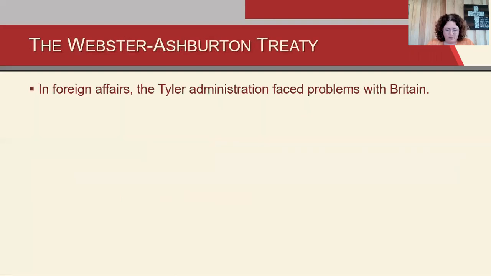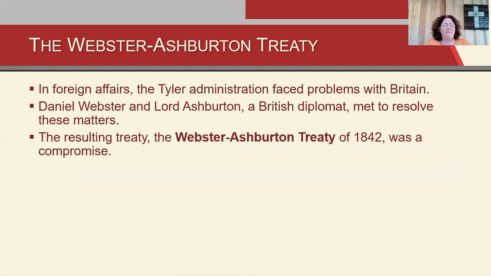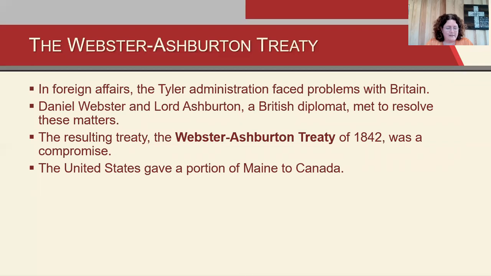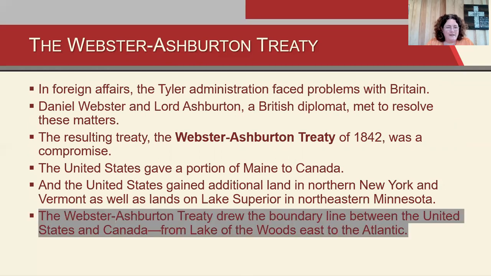So that border dispute that Webster was negotiating. In foreign affairs, Tyler's administration faced problems with Britain. Daniel Webster and Lord Ashburton, a British diplomat, met to resolve these matters. The resulting treaty, the Webster-Ashburton Treaty of 1842, was a compromise. The U.S. gave portions of Maine to Canada, and the U.S. gained additional land in northern New York and Vermont, as well as lands on Lake Superior in northeastern Minnesota. The treaty drew the boundary line between the U.S. and Canada from the Lake of the Woods east to the Atlantic. As soon as the Senate ratified the treaty, Webster resigned, joining the other Whig leaders in their protest against President Tyler.